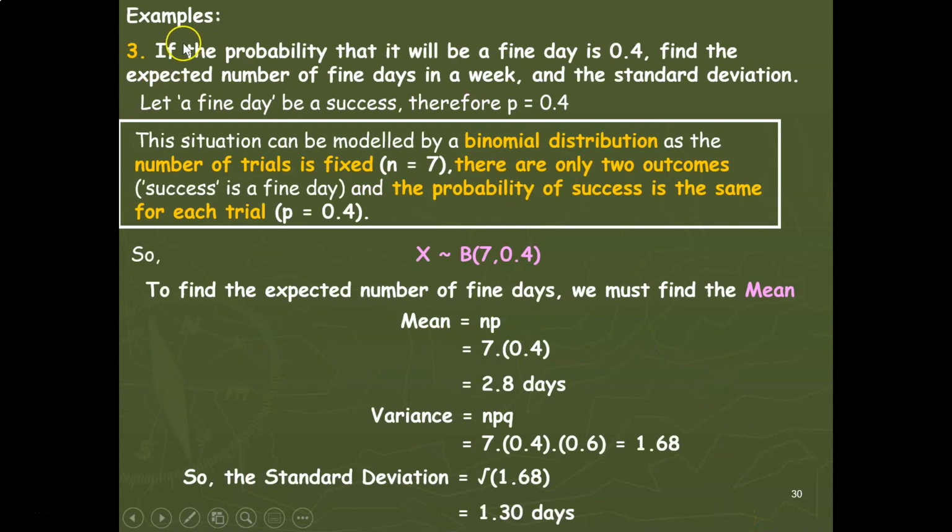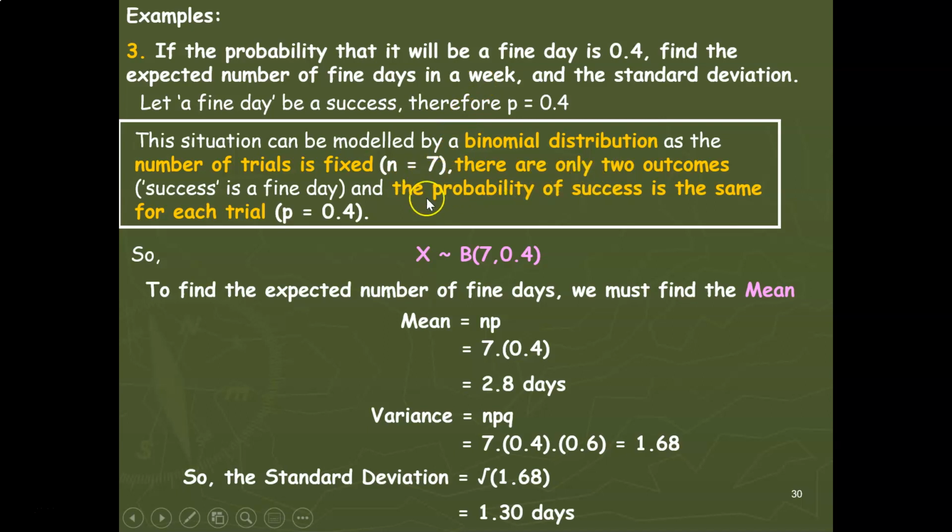I guess this is the last example. Yes, this is the last example. If the probability that it will be a fine day is 0.4, find the expected number of fine days in a week and the standard deviation. Okay, now let a fine day be a success. Therefore, probability of success equal to 0.4. So this situation can also be modeled by binomial. Your n will be 7 because it's mentioned in a week. In a week means we have 7 days, 7 hari. So your n equal to 7.